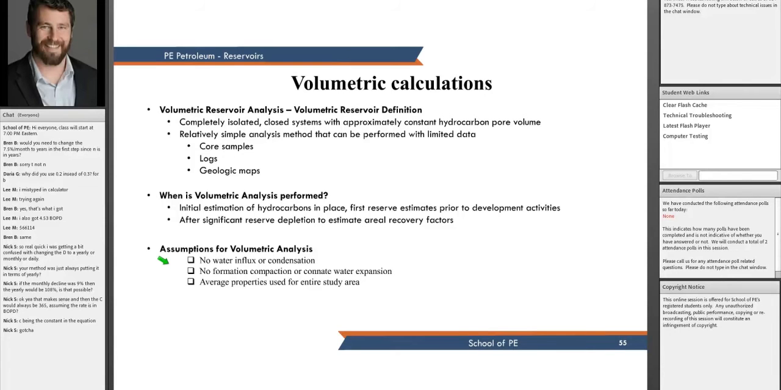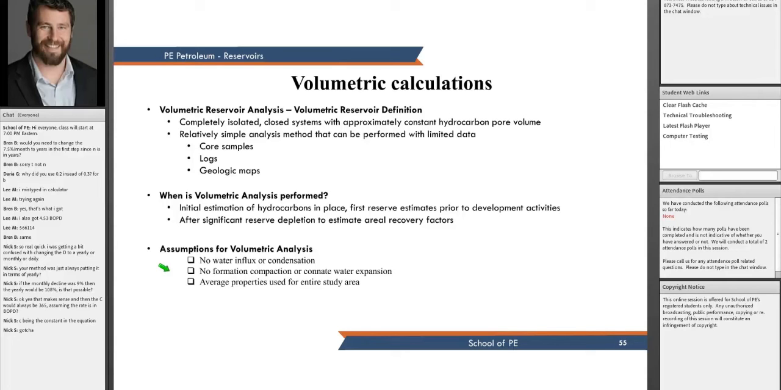So the main assumptions for volumetric analysis are that we don't have any water influx or condensation happening in the formation. We don't have any compaction or water expansion, and typically you use an average property for the entire study area. Especially for the questions that you're going to see in the exam, they're very simplistic example problems that you may remember from any early reservoir engineering class, where you're given a perfectly round reservoir with a gas cap of X number of feet, and everything's nice and clean and easy.